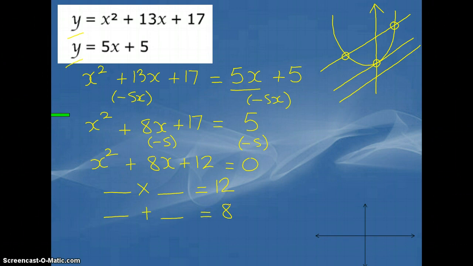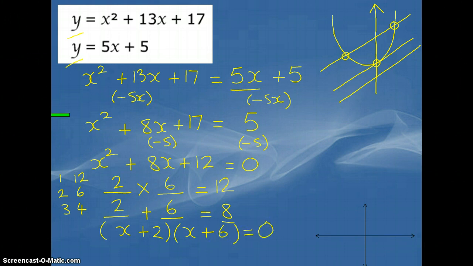So we look then at the factors of 12. We could have 1 and 12. We can have 2 and 6, we can have 3 and 4. The only ones then that create this 8 would be 2 and 6. 2 times 6 is 12, but 2 plus 6 gives me 8. So the factorisation of my quadratic is x plus 2 and x plus 6. Hopefully this is already a skill that you have before trying to attempt this.